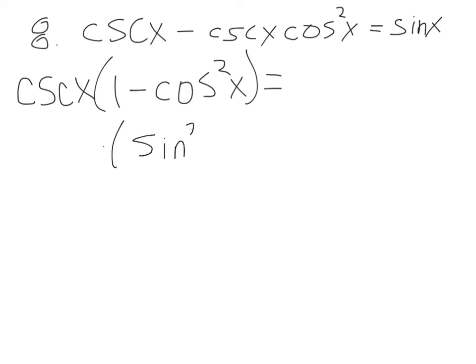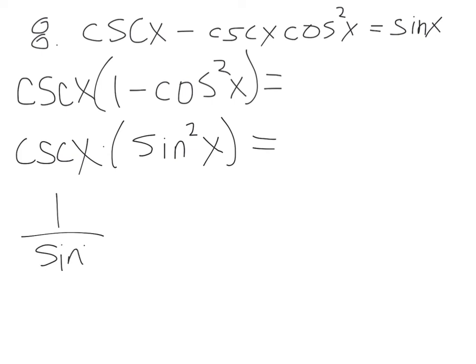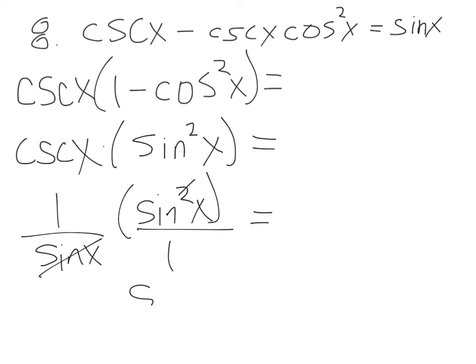and that simplifies to be sine squared x, and this gets us exactly to where we were in the other way that I worked this out. And now we can make this 1 over sine x, and then make this sine squared, and then the sines cancel, and we're left with sine x.